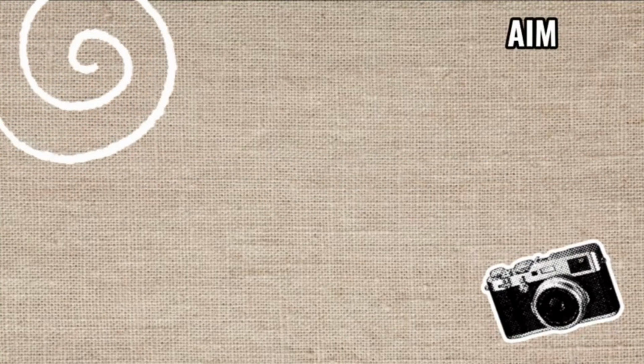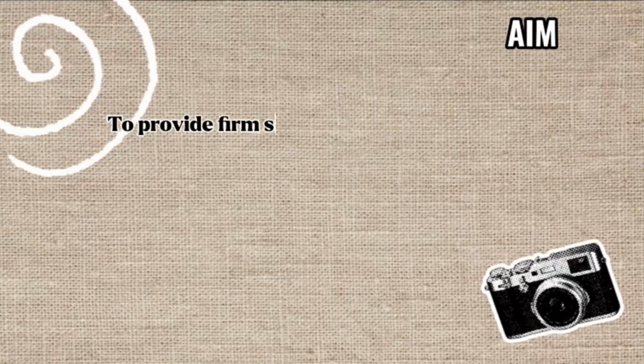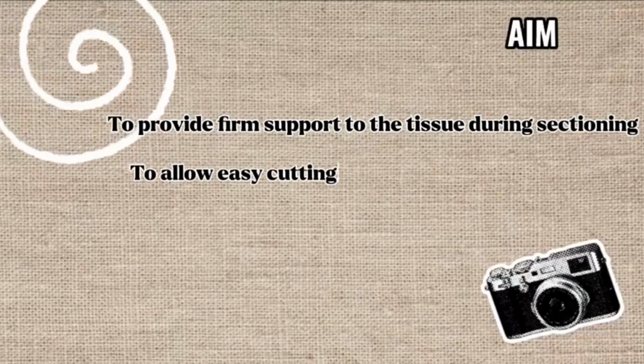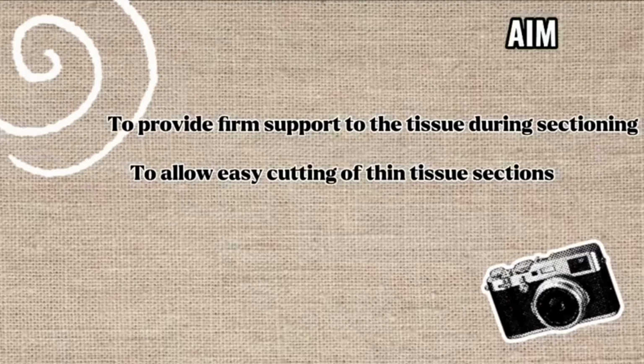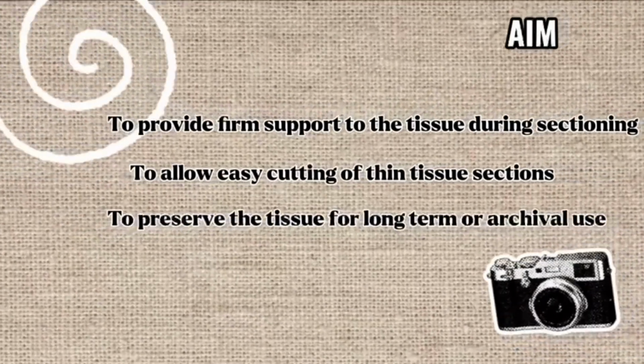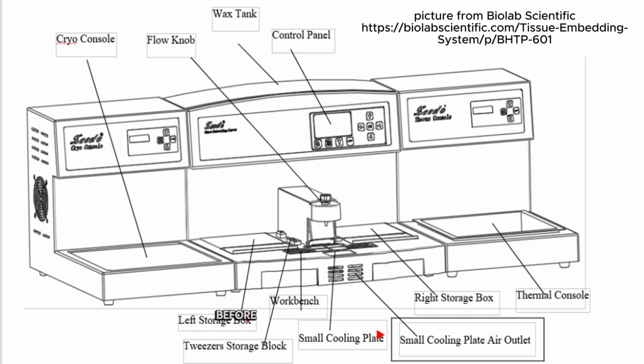The aim of tissue embedding is to provide firm support to the tissue during sectioning, to allow easy cutting of thin tissue sections, and also to preserve the tissue for long-term or archival use. Before we start the embedding process, we must know the important compartments of the tissue embedding center.